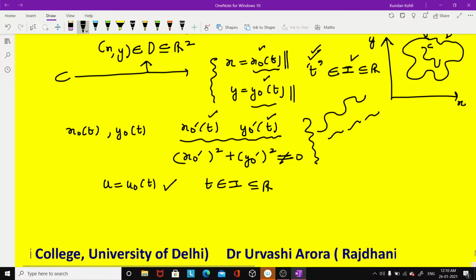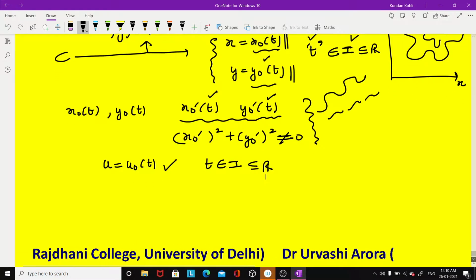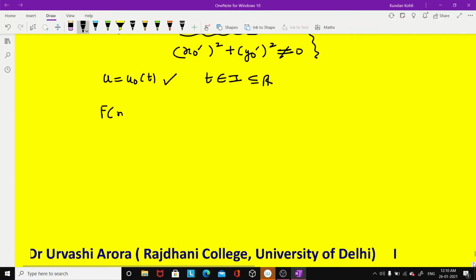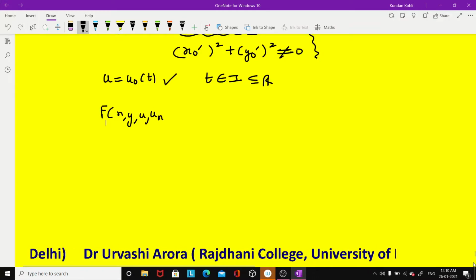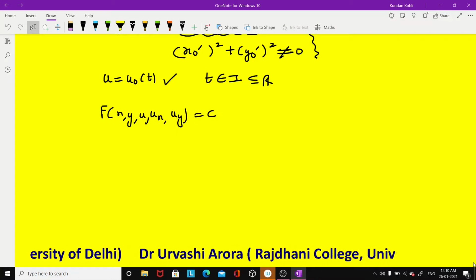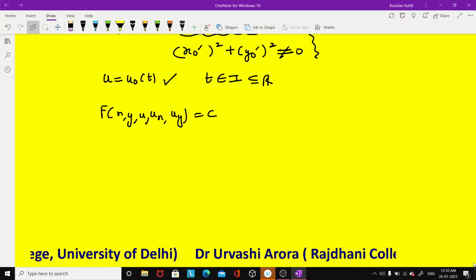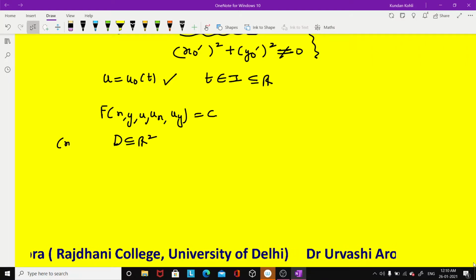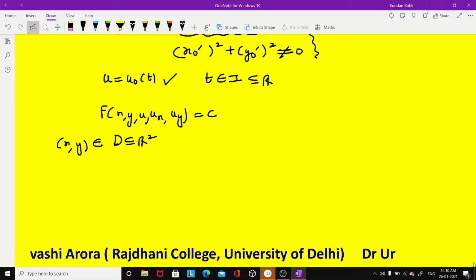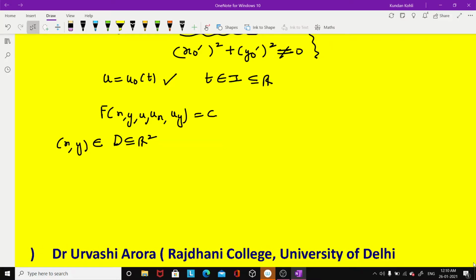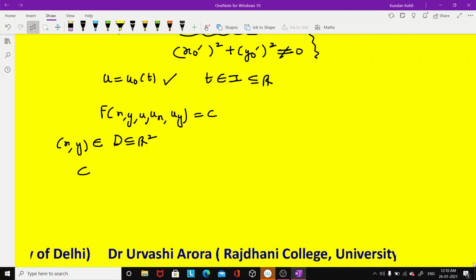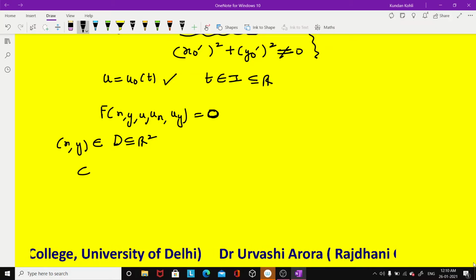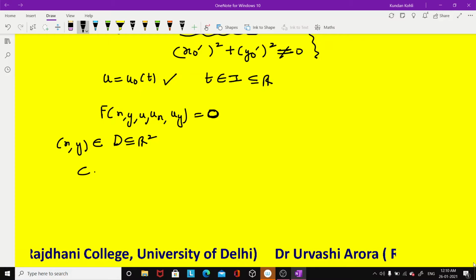So when all these things are in hand, you are given a first order general partial differential equation of this form, f of x, y, u, ux, uy is equal to 0, and you are working in some domain D contained in R square. These ordered pairs x and y come from the domain D in R square, and C is a curve in the domain D.